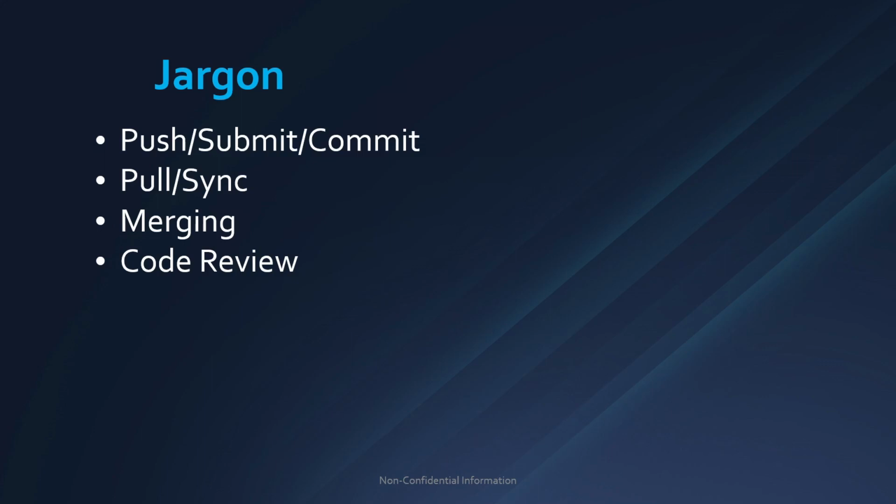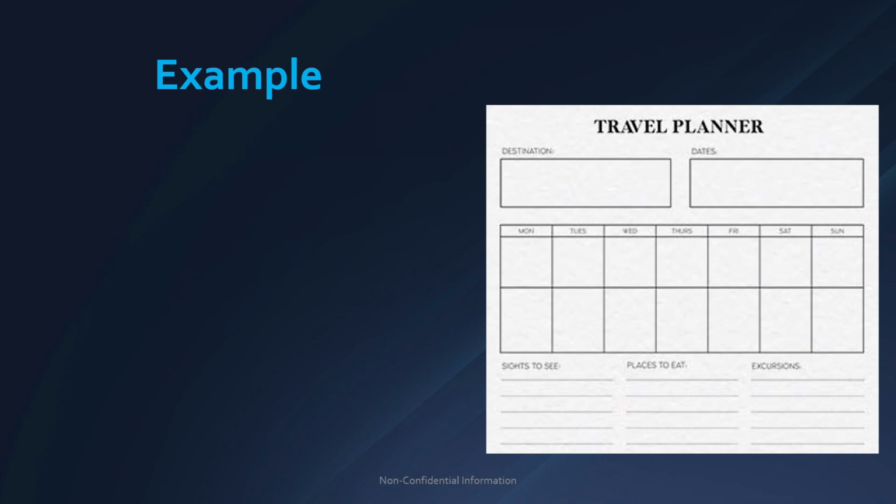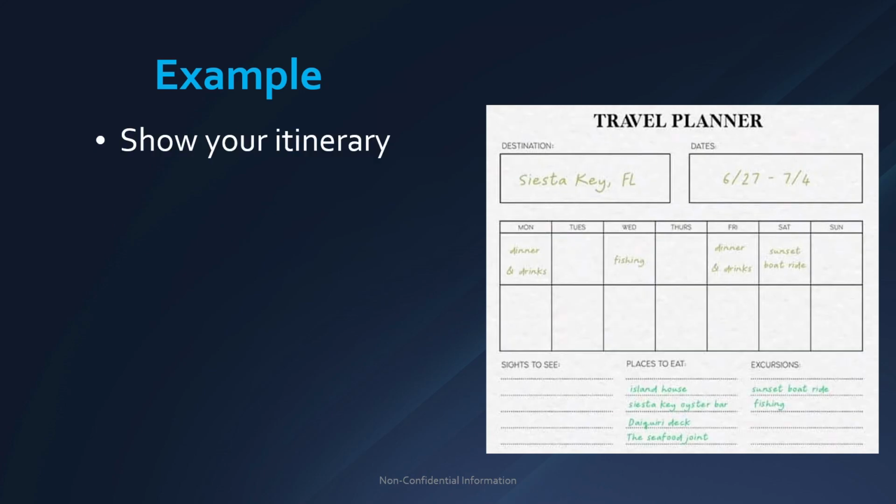And then code reviews. So as an example, let's say two people are planning a trip, and we both take a piece of paper, one of these travel planners, and we're going to go into separate rooms, and we're going to write down where we want to go, what days, and on those days, what we want to see and do. And after we're done, we show our itinerary to the other person. This is what we could call pushing or committing or submitting. This just means, hey, let me show everybody what I did. This is what I came up with.